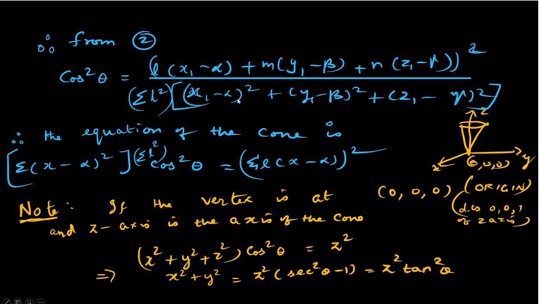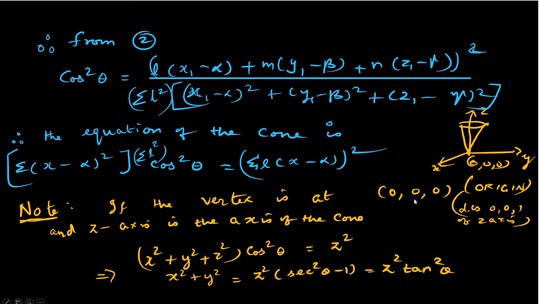So x minus alpha the whole square plus y minus beta the whole square plus z minus gamma the whole square, the whole thing multiplied by summation L square, into cos square theta, is equal to, this is the short formula, summation L into x minus alpha the whole square.